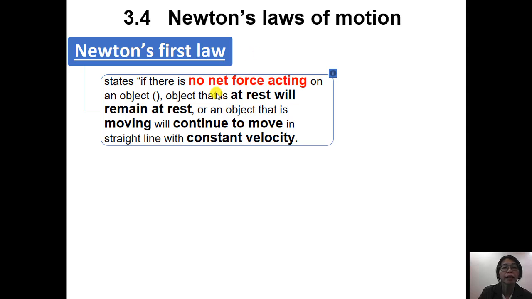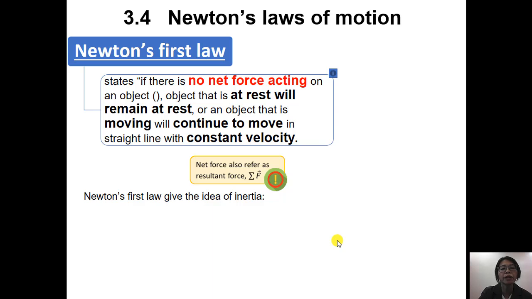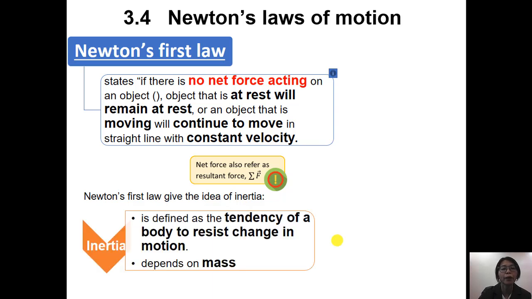According to Newton's first law, if there is no net force acting on an object, the object that is at rest will remain at rest, or if the object is moving, then it will continue to move in a straight line with constant velocity. So the net force here actually refers to the resultant force, meaning the summation of all the forces acting on that particular object. So Newton's first law gives the idea of inertia, whereby we define inertia as the tendency of an object to resist changes in motion, and basically inertia depends on mass.